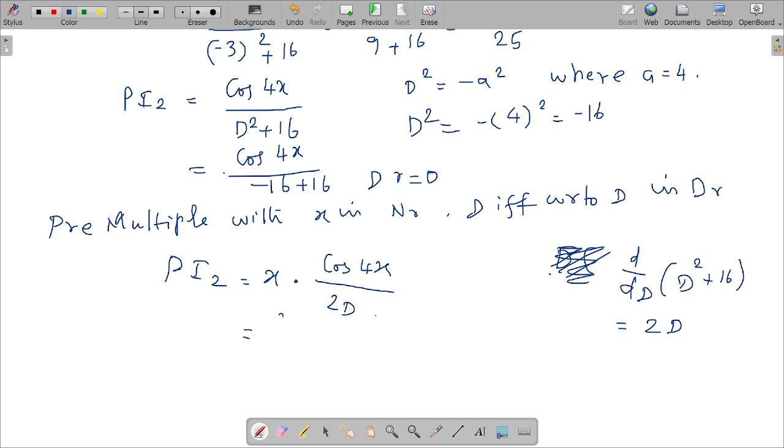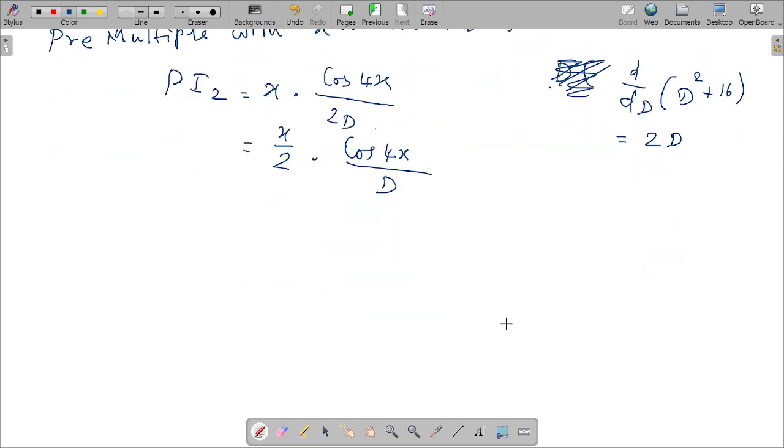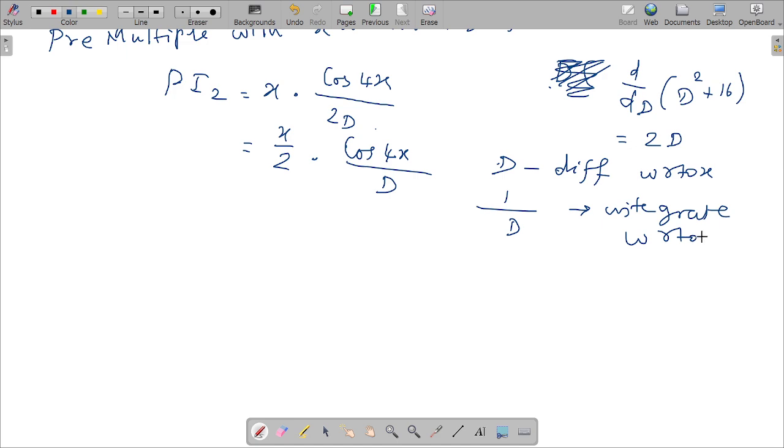That becomes x by 2 cos 4x by D. See, D means differentiate with respect to x. 1 by D means integrate with respect to x. D means differentiate with respect to x. 1 by D means integrate with respect to x. So here 1 by D is there.